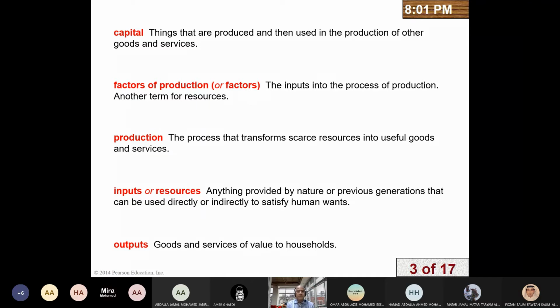Outputs: goods and services of value to households. So output goods and services that form a value, fulfill a need to customers. So I use households instead of customers.